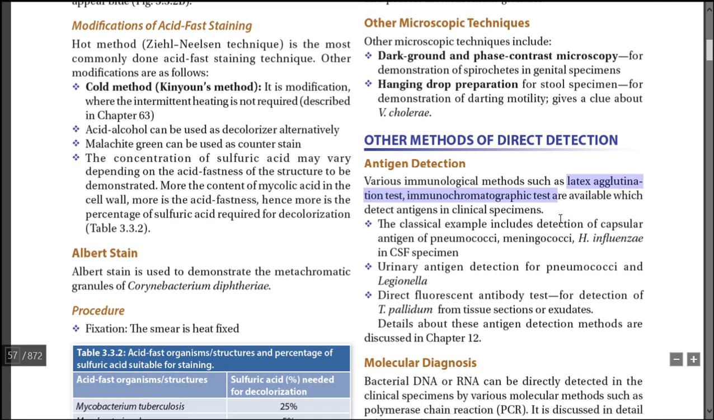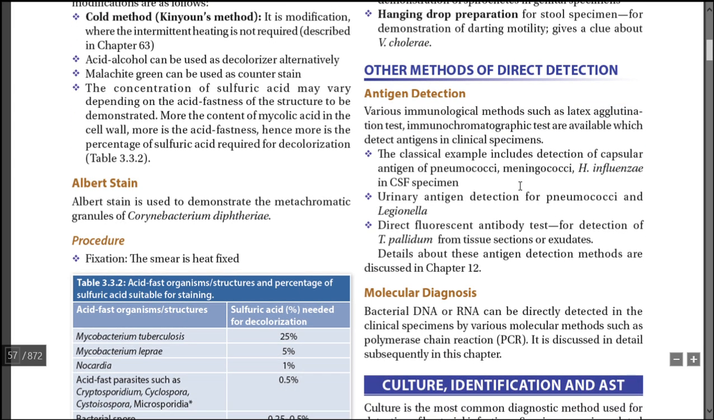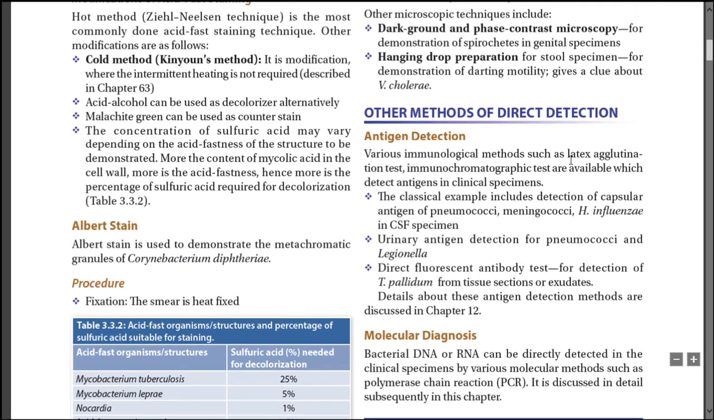And then classical examples include detection of capsular antigen and urinary antigen detection for pneumococci. Antigen detection is right now not needed, but you can still remember two tests: latex agglutination test and immunochromatographic test. You can remember urinary antigen detection for pneumococci and legionella, detection of capsular antigen for pneumococci and meningococci, and direct fluorescent antibody test.